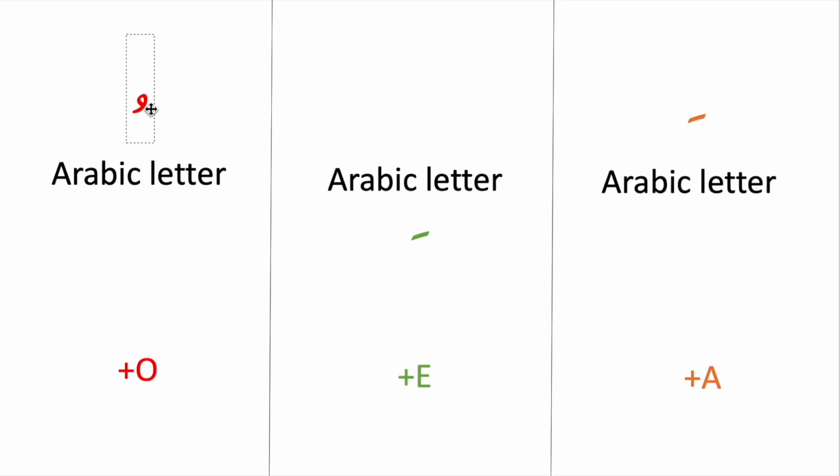The third one and the last one is called Dhamma. It's like a comma or wow. Remember wow? It's like a little wow or comma on the top of the Arabic letter. And when you see this, you add O to the pronunciation of the letter. So again, Fatha, you add A. Kasra, you add E. Dhamma on the top of the letter, you add O. Let's start.